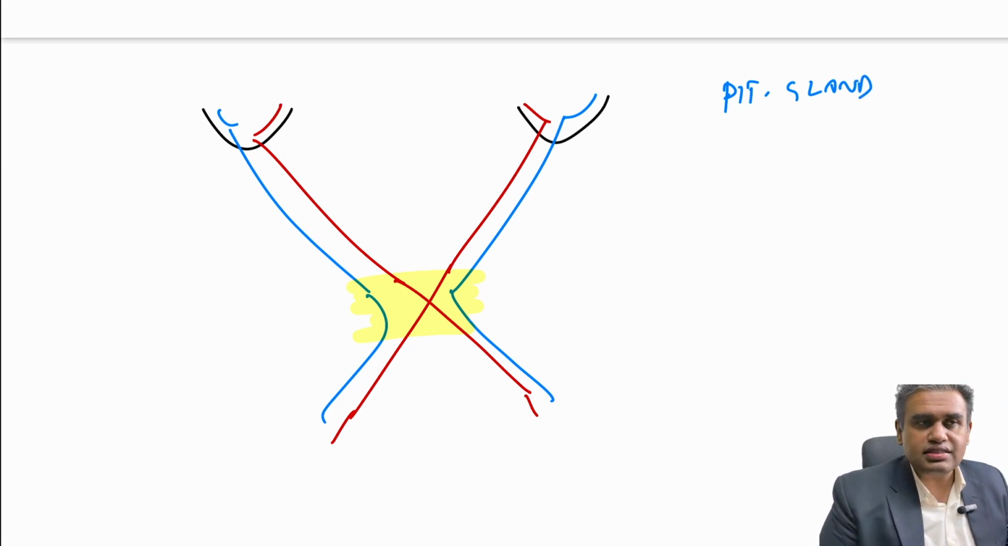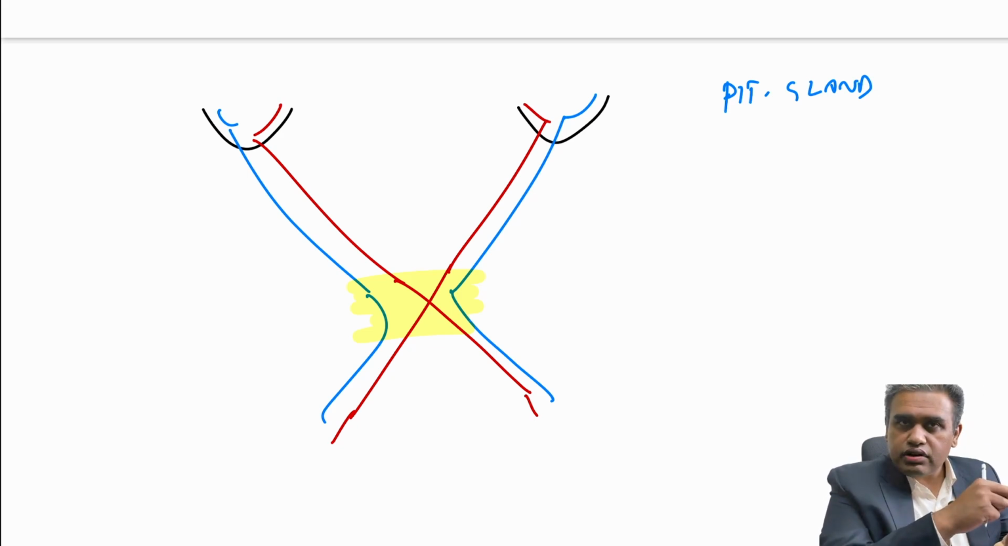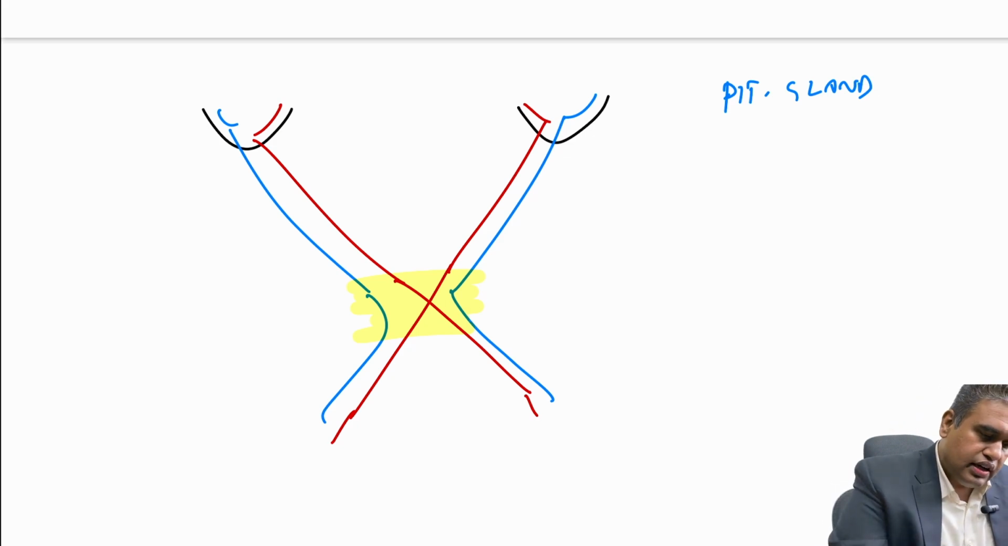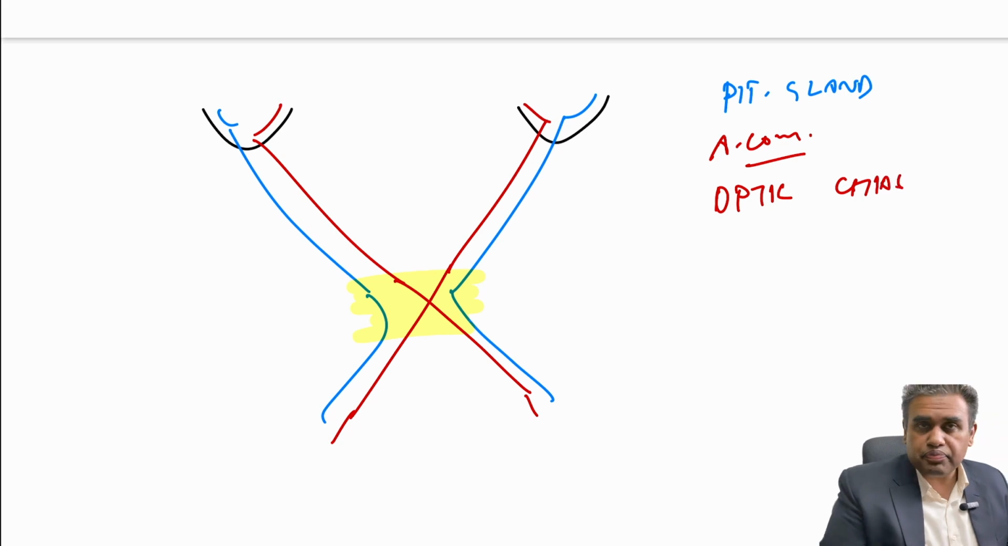Okay, so below the optic chiasm we have this pituitary gland. The pituitary gland is actually seated over the sella turcica. So below we have the pituitary gland, and on top of the pituitary gland we have the optic chiasm. Then we have the anterior communicating artery also. That is also an important question: which artery supplies the optic chiasm? Remember, it is ACOM, the anterior communicating artery. We are dealing with the optic chiasm anatomy over here.